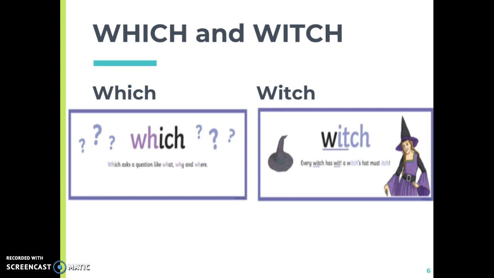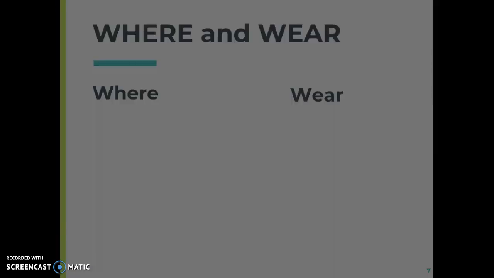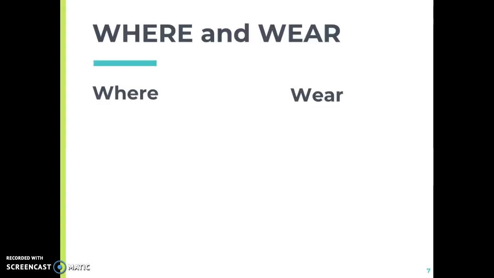How can you remember the difference between these two? You can remember that the first which is a question word because it starts with WH, the way many question words do, like who, what, and where. You can remember the second witch because the T in it kind of looks like someone with a witch's hat on a broomstick. Next is where and wear.